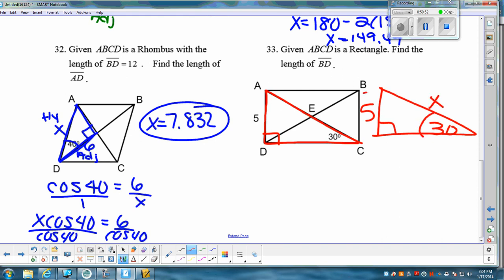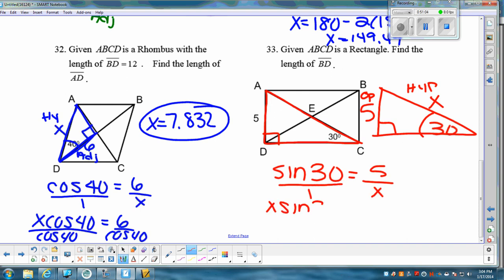So from my 30, 5 is my opposite side. X is my hypotenuse, so I'm using sine of 30 degrees equals 5 over x. Set up my proportion and solve. I get that x equals 10.